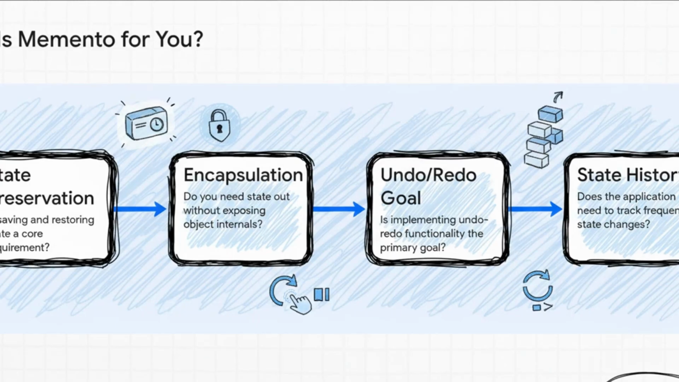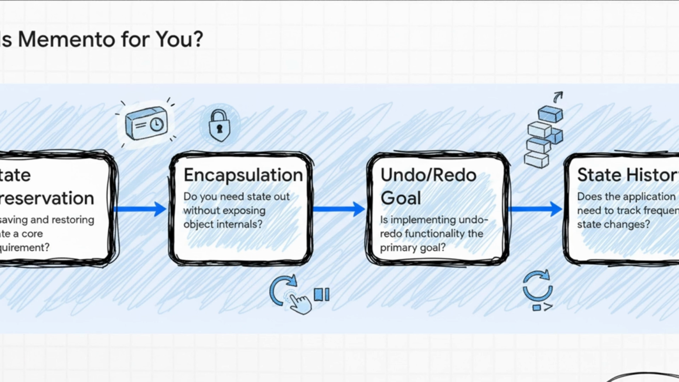So here's a little mental checklist you can run through. First, just ask yourself, is saving and restoring an object's state a core part of what I'm trying to build? Next, is it absolutely critical that I can get that state without exposing the object's private guts to the rest of the world? Third, are you literally trying to build an undo-redo feature? And finally, do you expect this object state to change a lot, and you need to manage a whole history of those changes? If you're nodding your head to these questions, then yep, you've probably found a perfect use case for the memento pattern.